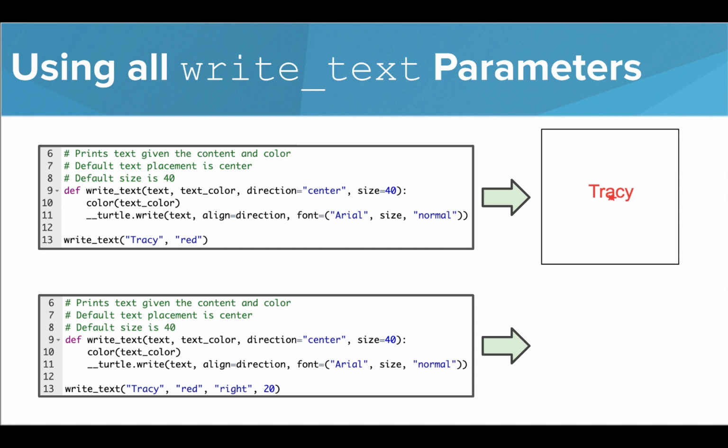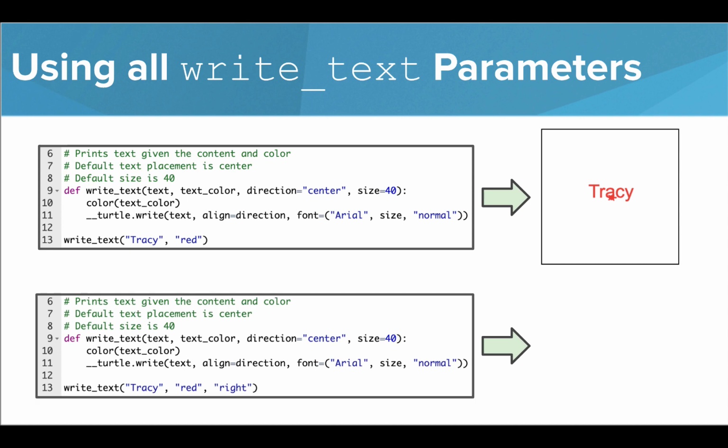Similarly, if we altered our command to include a direction of right and a size of 20, we would then see that Tracy is located to the right of her name and the text is much smaller. Also, it is important to note that not all default parameters must be given, but they do need to go in order.